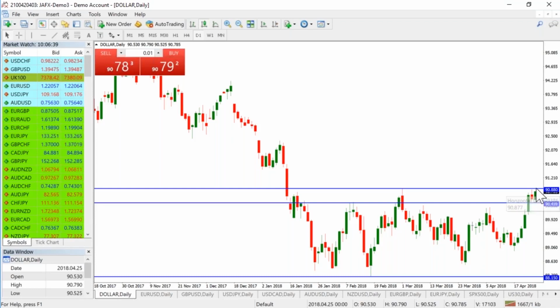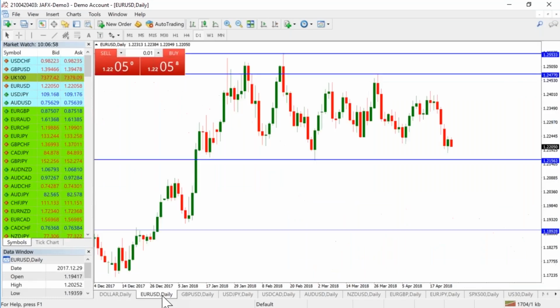So this is a significant level, the 90.88, and if we get a break above that, then we can potentially see a breakout of a 4-month range-bound market. Normally that can be quite explosive. So let's see if we get that.